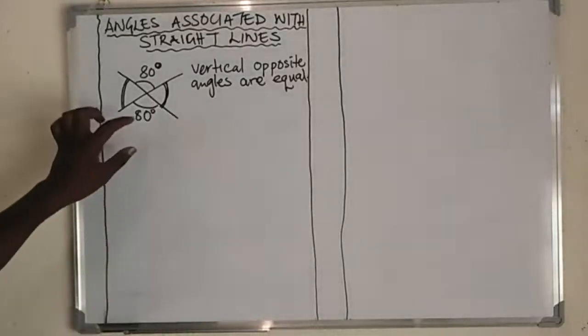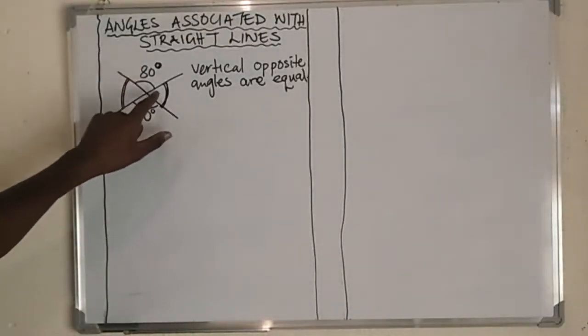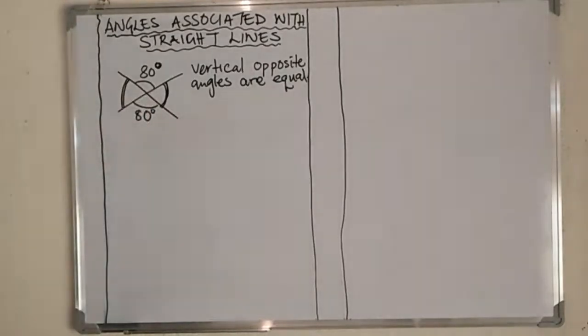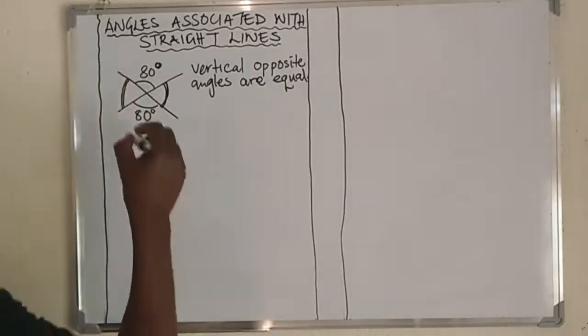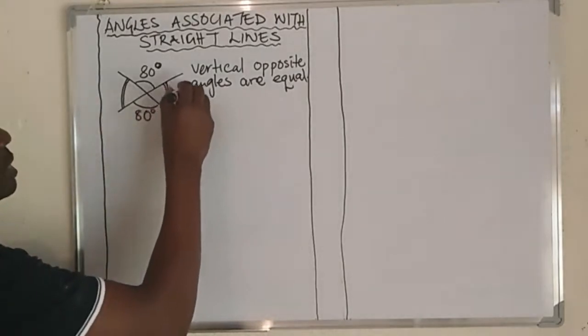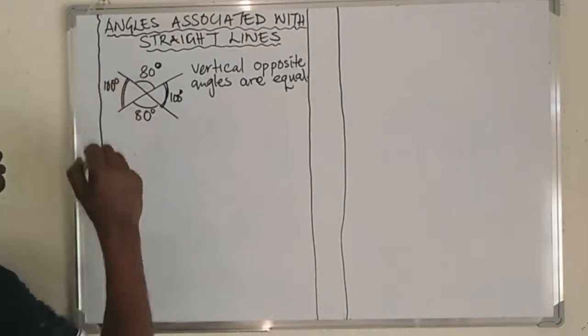Now, if this angle is 80 degrees and this one is 80 degrees, what is the angle of this one? Remember, as I was saying earlier, supplementary angles: this one and this one should add up to 180. That means this one is going to be 100 degrees and this one is going to be 100 degrees.